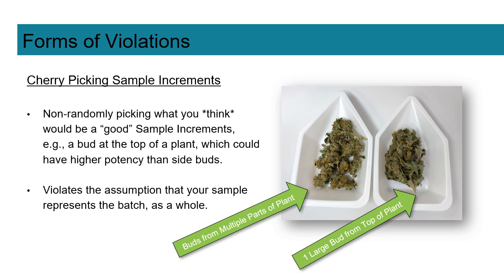Cherry picking sample increments. Cherry picking means non-randomly picking what you think would be a good sample increment. For example, if you just chose the bud at the top of a plant, which could potentially have higher potency than the side buds. Again, this violates the assumption that your sample represents the batch as a whole.